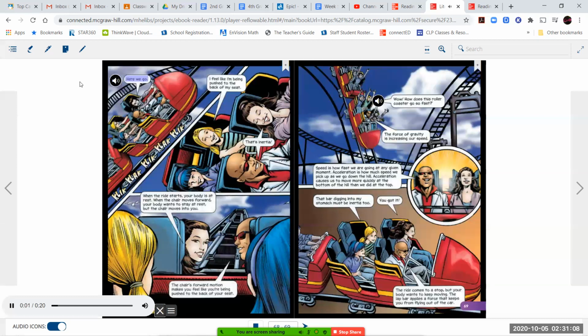Here we go. I feel like I'm being pushed to the back of my seat. That's inertia. When the ride starts, your body is at rest. When the chair moves forward, your body wants to stay at rest, but the chair moves into you. The chair's forward motion makes you feel like you're being pushed to the back of your seat.